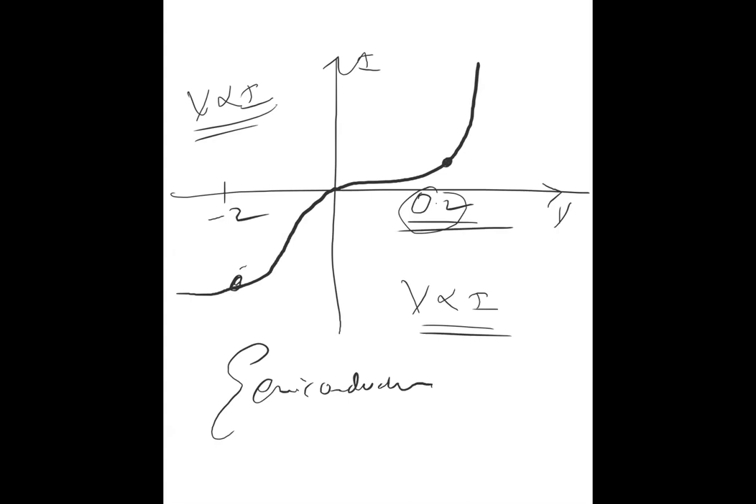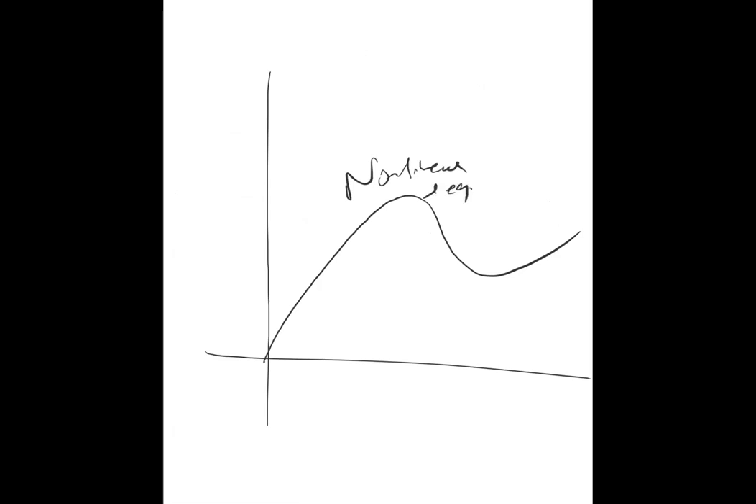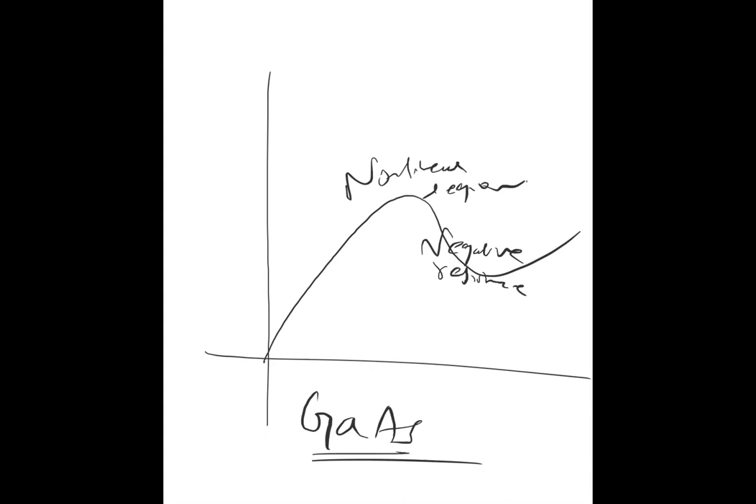Likewise, one more material is there, and it shows the VI characteristic like this. This is a kind of non-linear region. This is a negative resistance. Anyway, so this is also non-ohmic. This one is gallium arsenide. This is also an example of a non-ohmic material. Gallium arsenide.